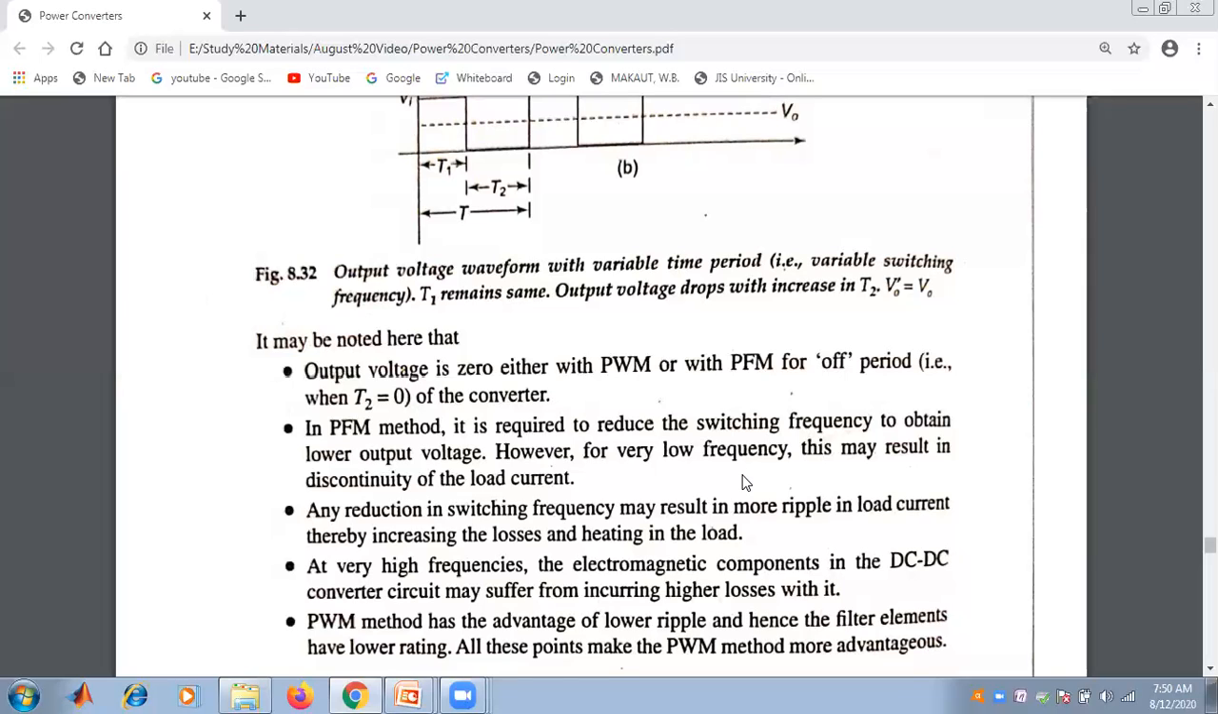All these points make the PWM method more advantageous. It will give more advantage to the PWM method.